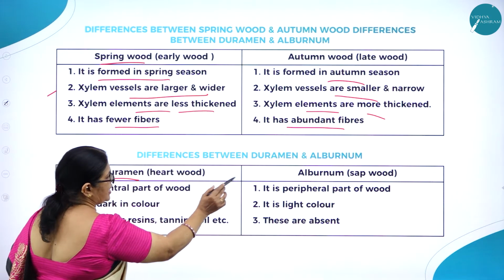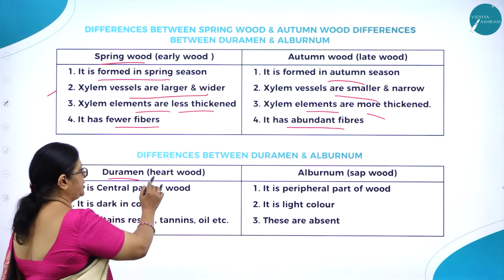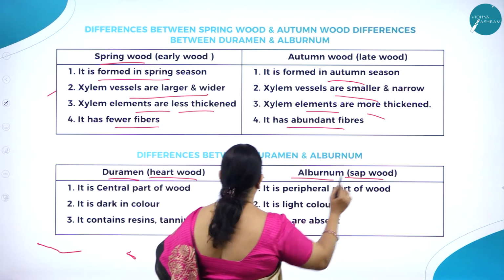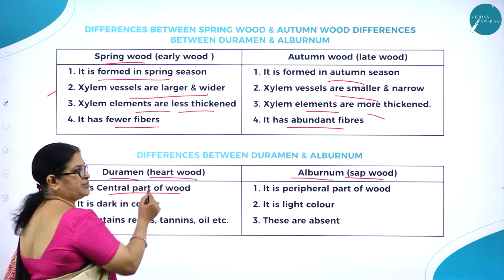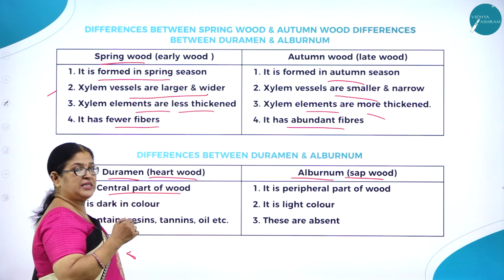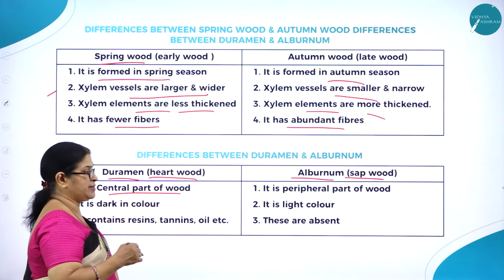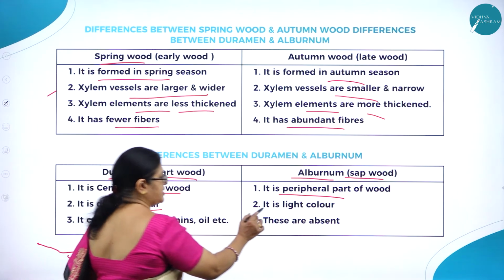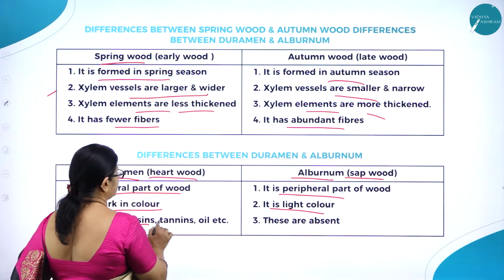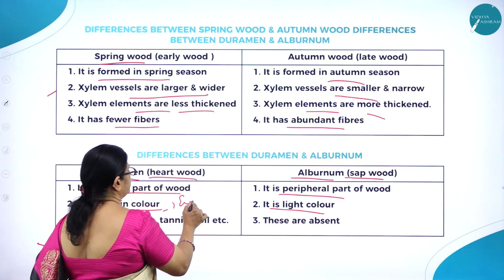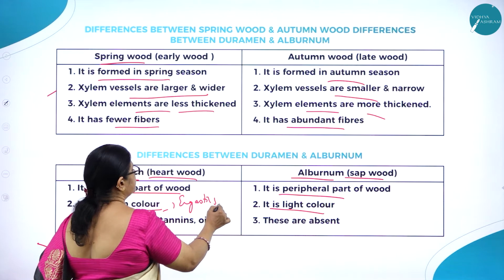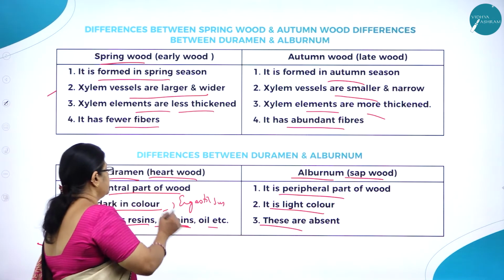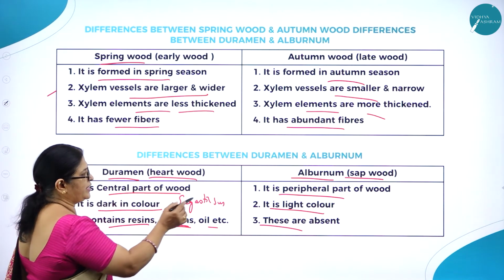Next, duramen and alburnum. Duramen, as we know, is also called heartwood, and alburnum is also known as sapwood. Duramen is the central part of the wood, thick, and it has ergastic substances. Alburnum is the peripheral part of the wood. Duramen is dark in color, alburnum is light in color. Duramen contains all ergastic substances like resins, tannins, oil. These are absent in alburnum.